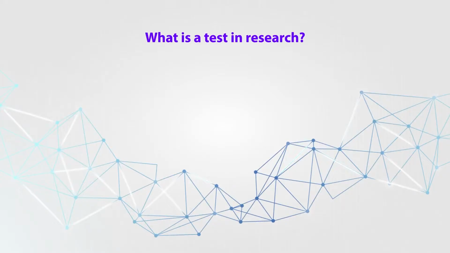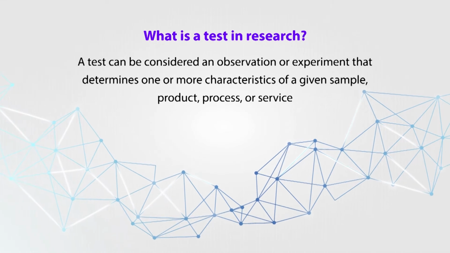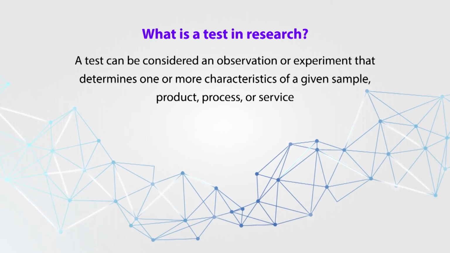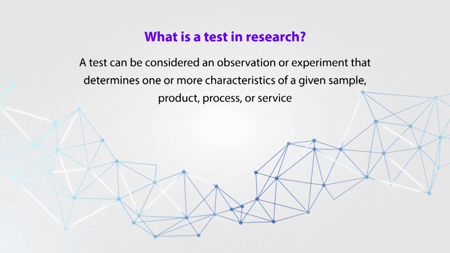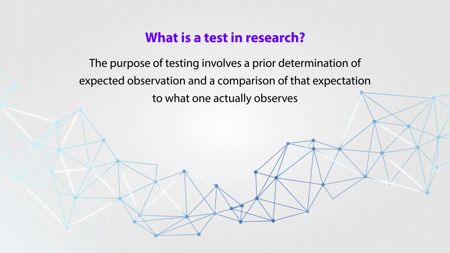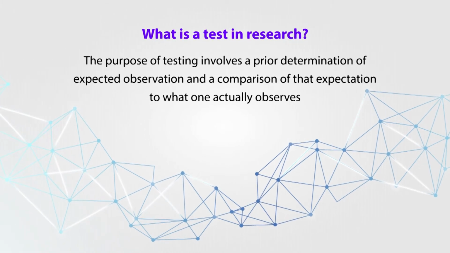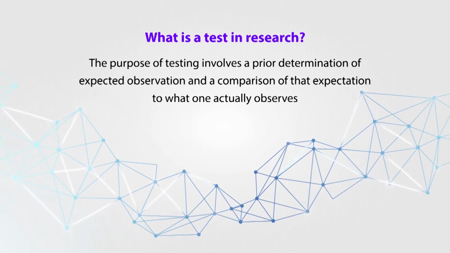So we will discuss what exactly probability is, and start with what exactly a test in research is. A test can be considered an observation or experiment that determines one or more characteristics of a given sample, product, process, or service. The purpose of testing involves a prior determination of expected observation and a comparison of that expectation to what one actually observes. So you see how powerful testing is.